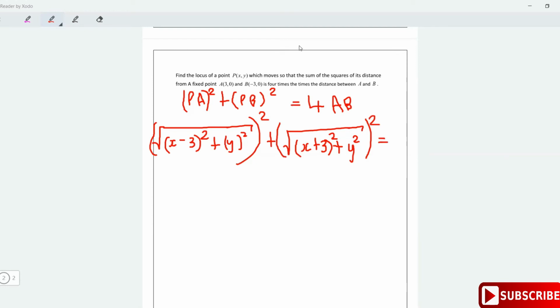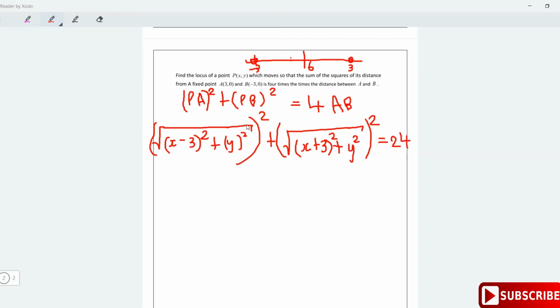Now to go from A to B, let us draw the axes. A is the point (3, 0), so this is A. B is the point (negative 3, 0). This is B. This is negative 3, and this is positive 3. Then to go from B to A, that is just 6 units. Think about it. So that means AB is 6. So this becomes 4 times 6, which is 24, because AB is 6 units.